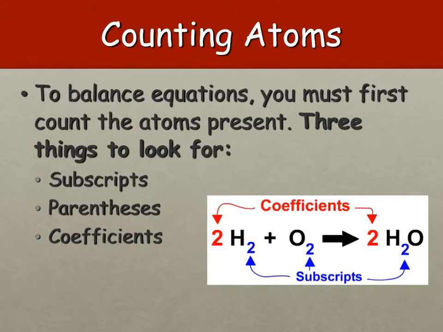So in this case, we have H2. Okay? The little 2 on the bottom of the H is telling us that there are in fact 2 hydrogens in that molecule. We have O2. The 2 is telling us we have 2 oxygens. And over here, this is telling us we are going to have 2 hydrogens and 1 oxygen. Okay? So the subscripts are important for telling us a lot about exactly how many atoms are in the particular molecules that we are dealing with.